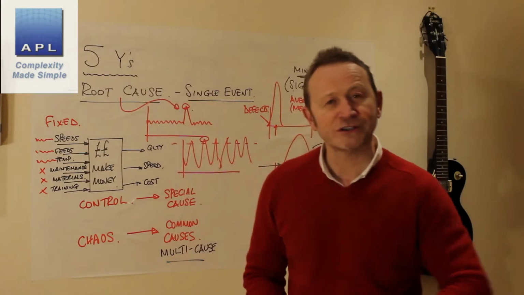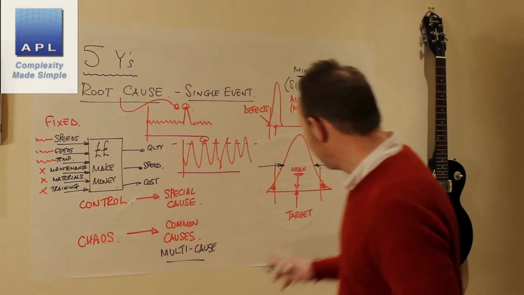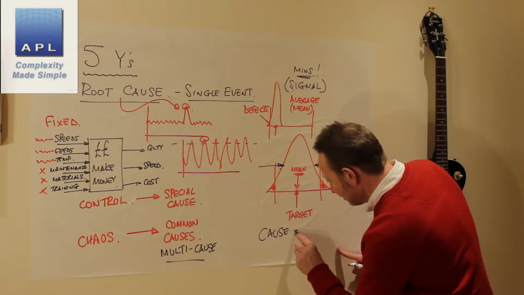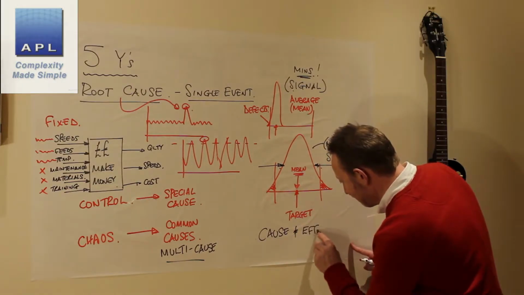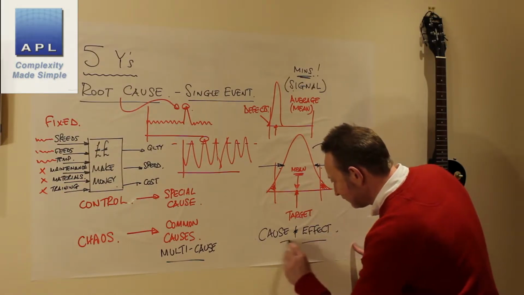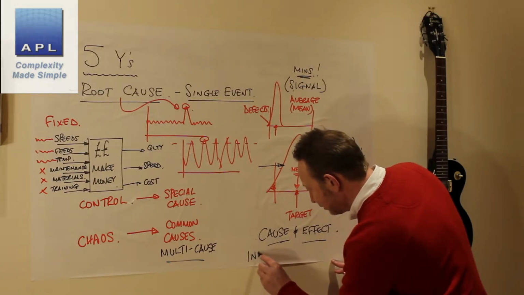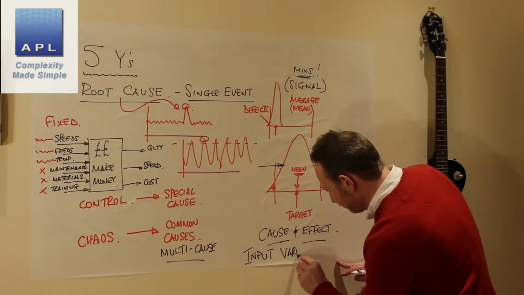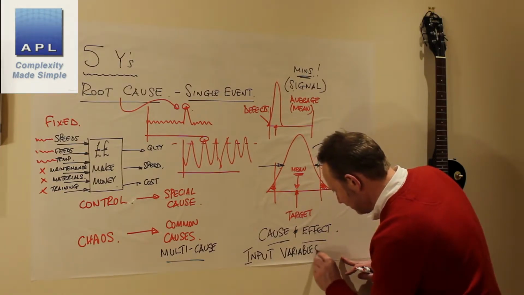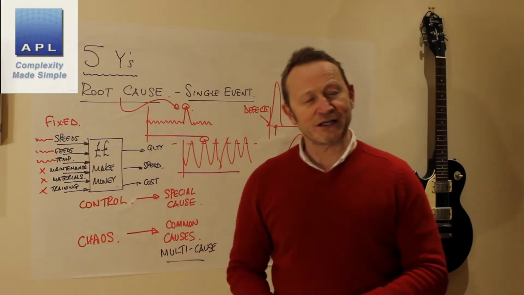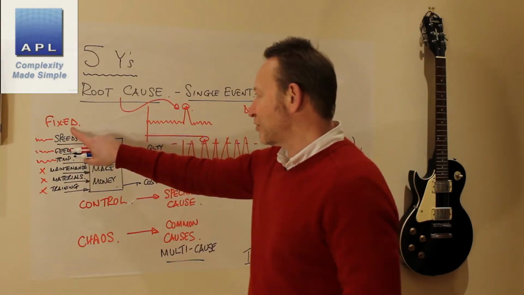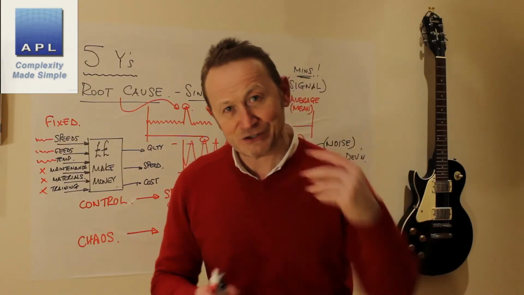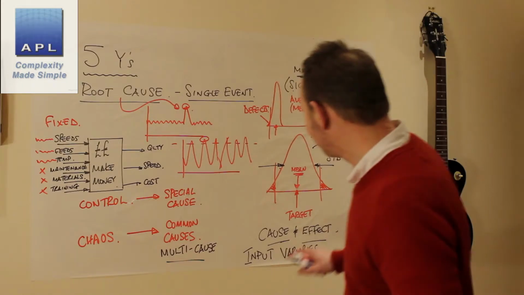Now this is not a 5Y's tool. How would I do this? I do this with a cause and effect diagram. And what would I do? I would identify, using the cause and effect diagram, all the input variables to my process. In other words, I'd identify this picture over here and I would ask the question, is the input variable fixed? If it isn't, I'm going to fix it.